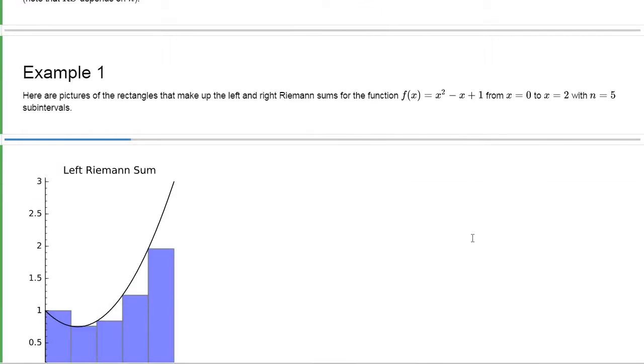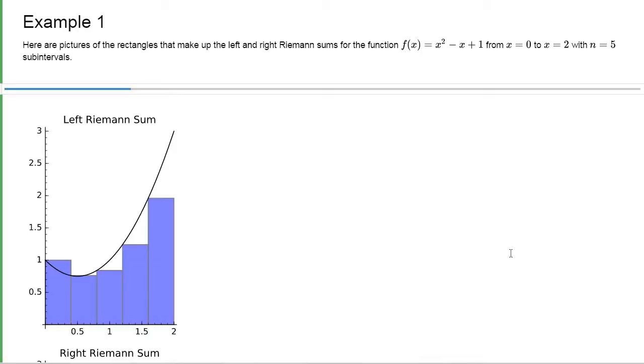Here are some pictures of what Riemann sums look like in a small example. So we have the function x squared minus x plus 1, this parabola here. I want to go from x equals 0 to x equals 2 and find the area under that curve. So I'm going to start out with 5 subintervals, so I get 5 rectangles.